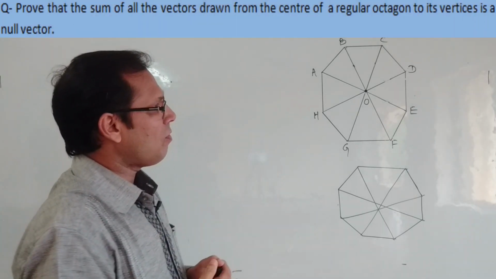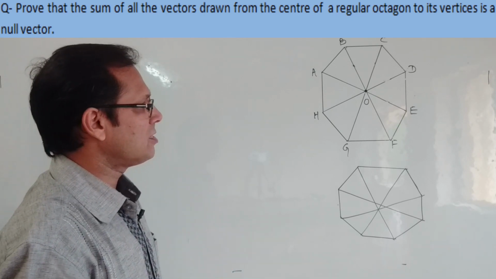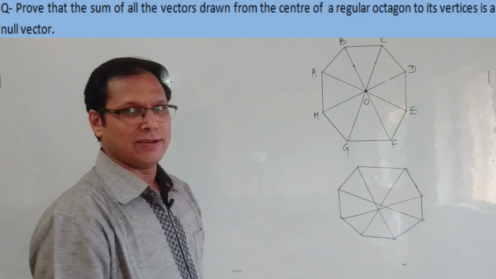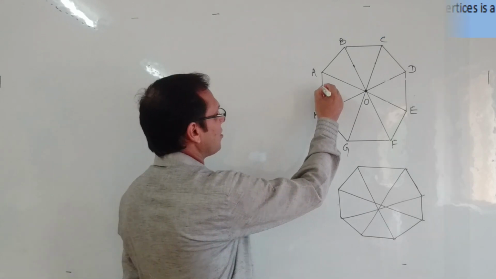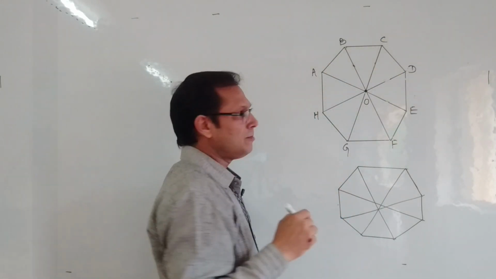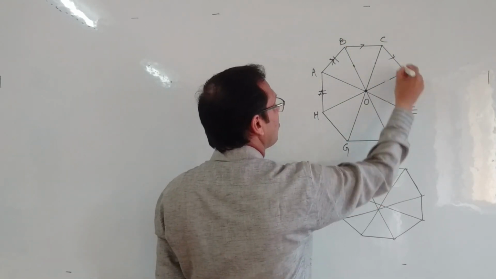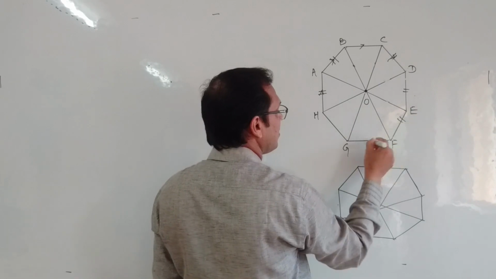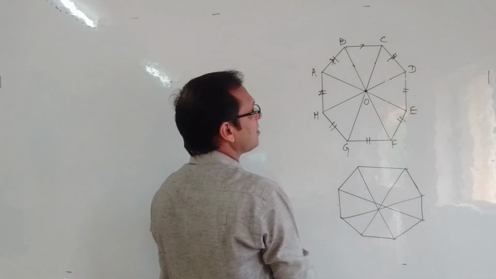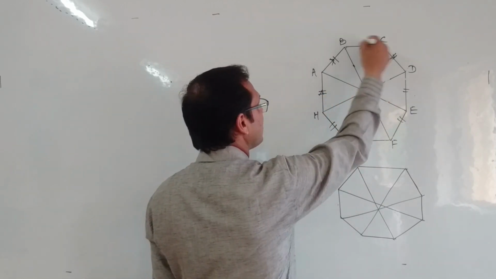Prove that the sum of all vectors drawn from the center of a regular octagon to its vertices is a null vector. You see here I have drawn a regular octagon. Regular octagon means AB is equal to BC is equal to CD is equal to DE. All these sides are equal in length. So therefore we'll get a center in this regular octagon.